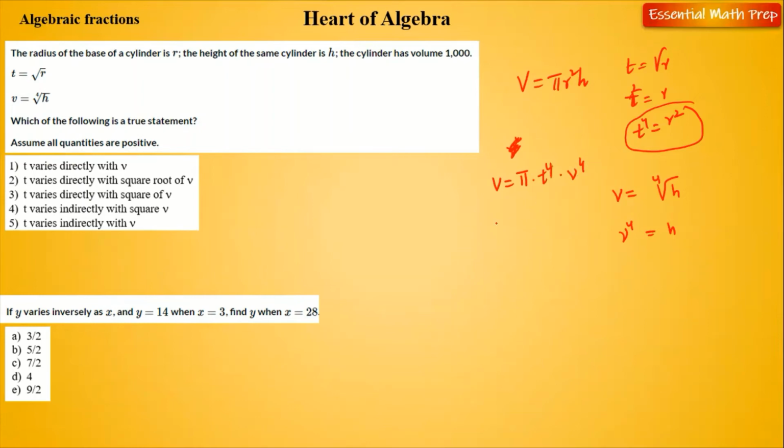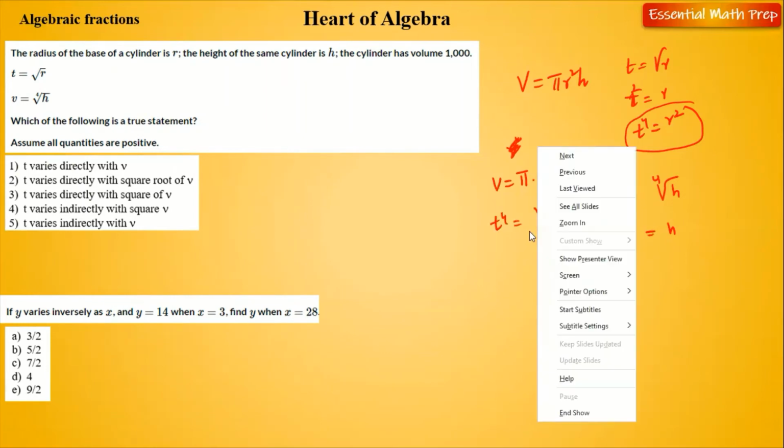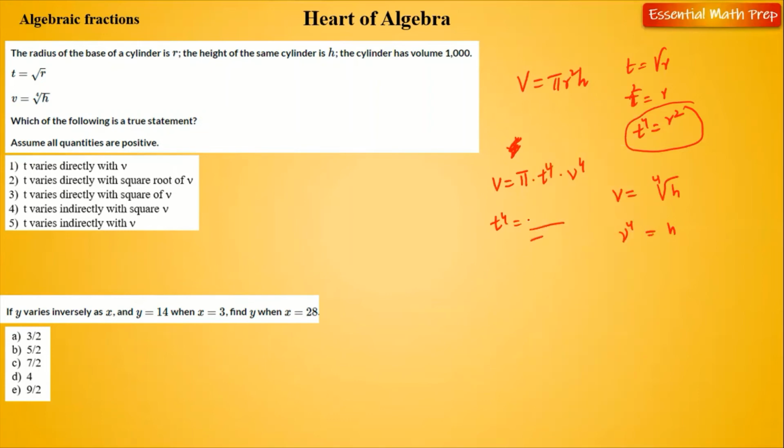In other words, T power 4 equals V divided by pi times this V power 4, right? So T varies directly with V, well, that's not correct. T varies directly with square root of V. Is it T varies directly with, no. T varies indirectly with V is the correct one, right?